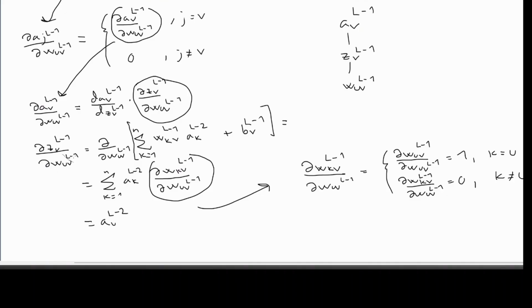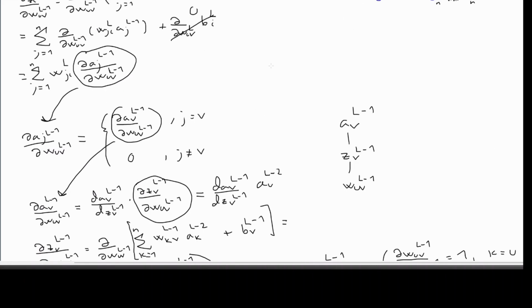So now we have a value for the partial derivative of the weighted input at neuron V with respect to our weight, and we can substitute that term back in here, which gives us an expression for the partial derivative of the activation at neuron V. So this is equal to the derivative of our activation with respect to the weighted input multiplied by AU, the activation at neuron U at layer L minus 2.